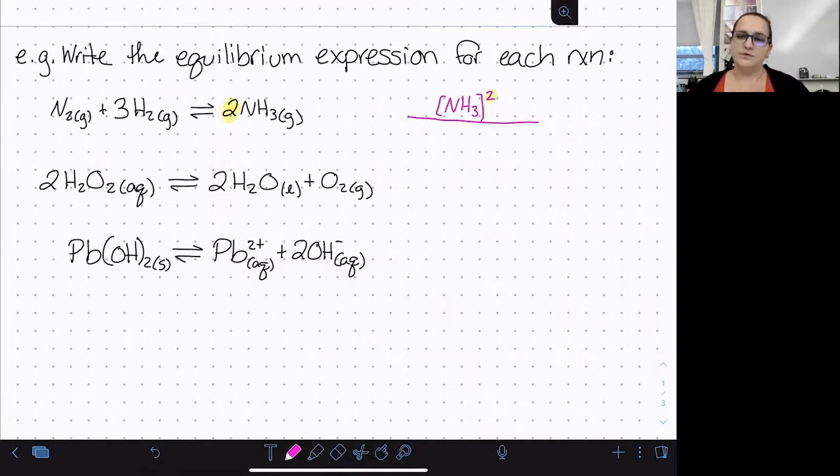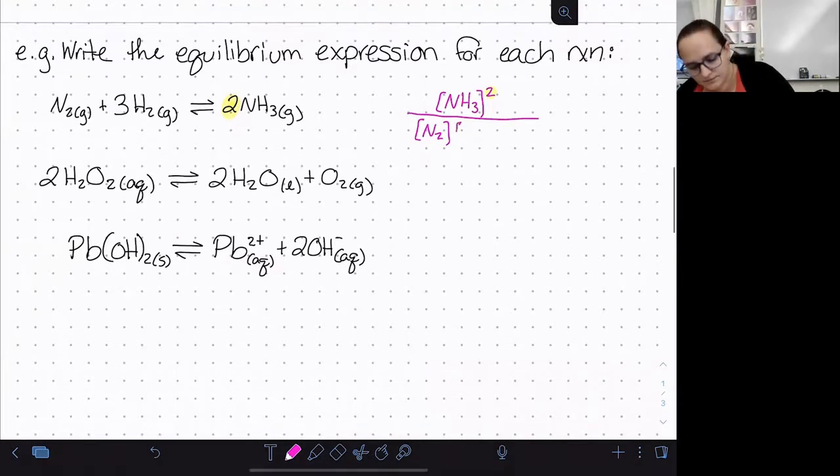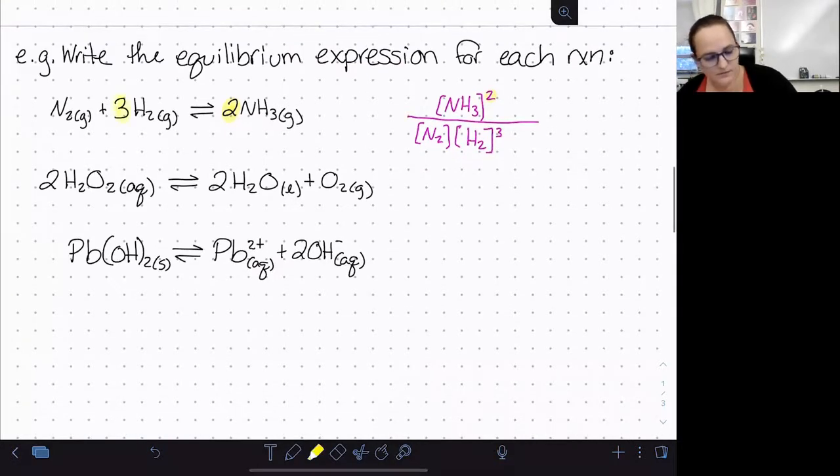We can go on to the reactant side, which will go in the denominator. We have N2 with a coefficient of 1, so its exponent is 1, which we don't need to write in. We have H2 with a coefficient of 3, which becomes an exponent of 3.